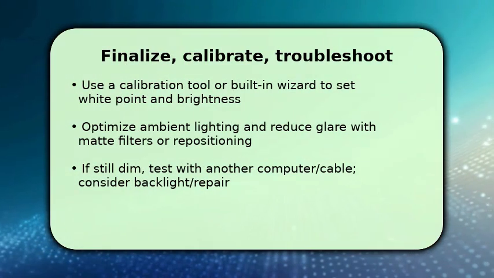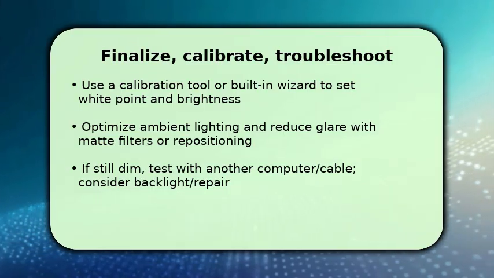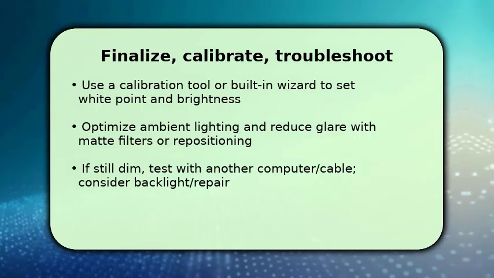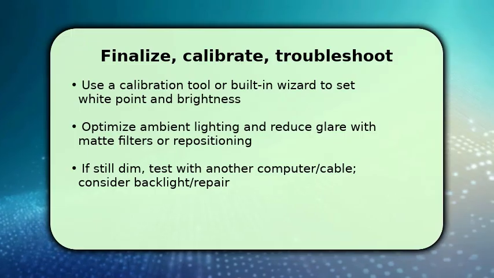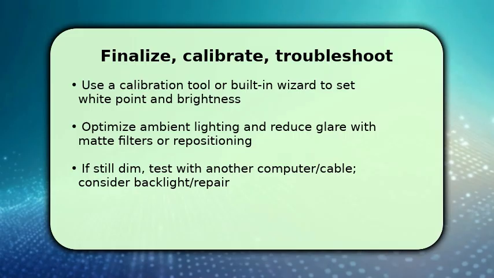Finish by calibrating. Run a built-in or software calibration wizard to set proper white point, gamma, and target brightness. This adjusts how bright colors appear in real use. Make sure room lighting is balanced and remove reflections. Sometimes perceived dimness is environmental.